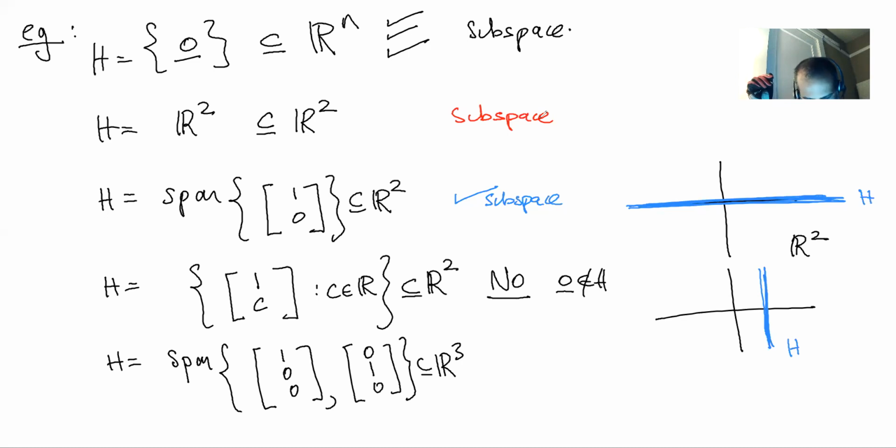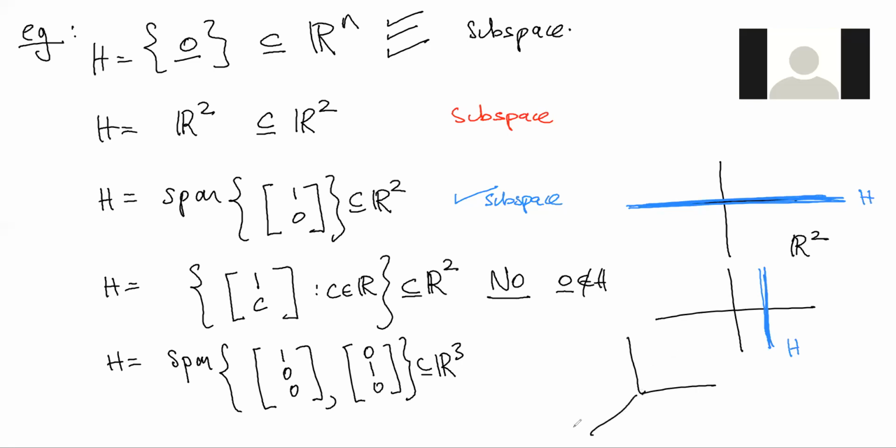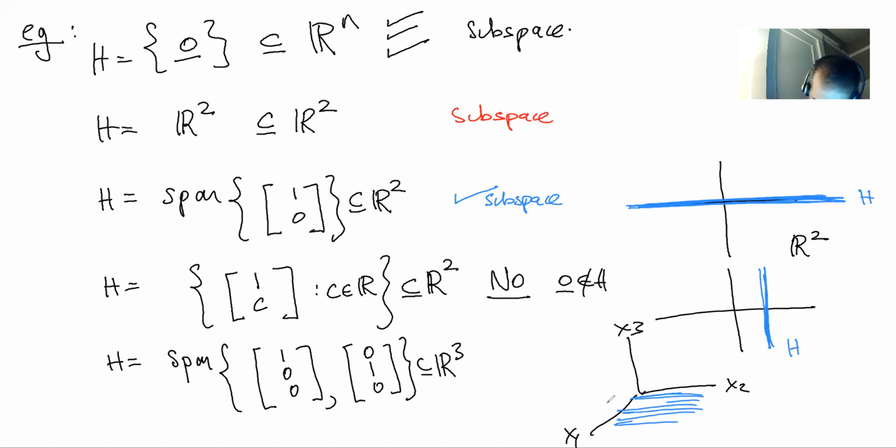Yes. And what does it look like? Well, if this is x1, this is x2, and this is x3, and you take all possible linear combinations of these vectors, you get vectors that are 0 in the last coordinate. So it ends up looking like this whole plane down here. It's not a very good picture, but yeah.